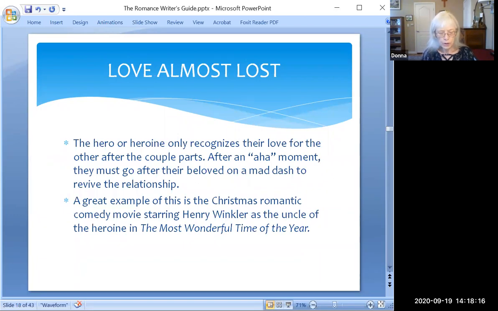Love almost lost. In that kind of trope, you have the hero or heroine who only recognizes their love for the other after the couple parts. And after that aha moment, they must go after their beloved on a mad dash to revive the relationship. A really good example of this is the Christmas romantic comedy movie starring Henry Winkler as the uncle of the heroine in The Most Wonderful Time of Year.